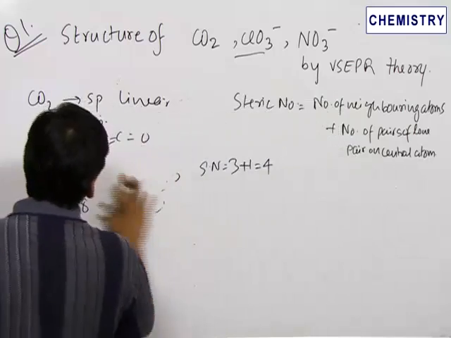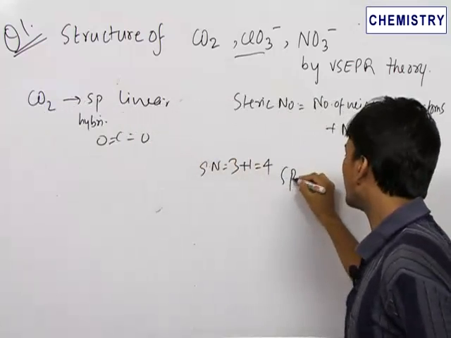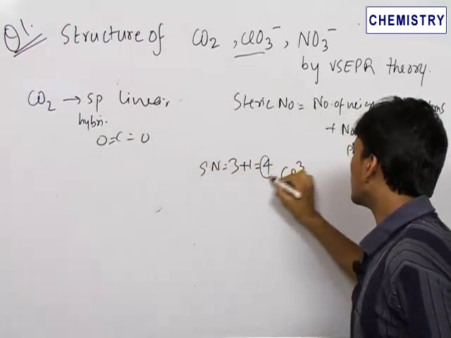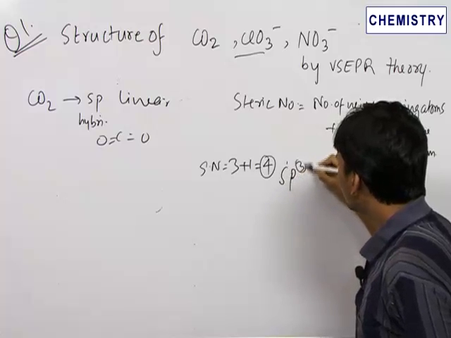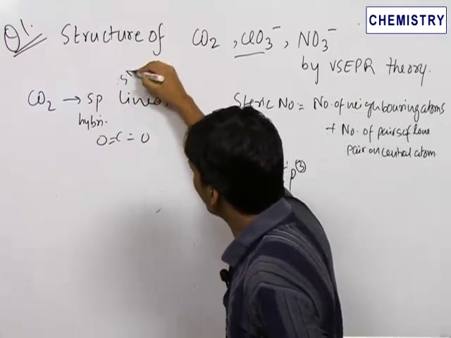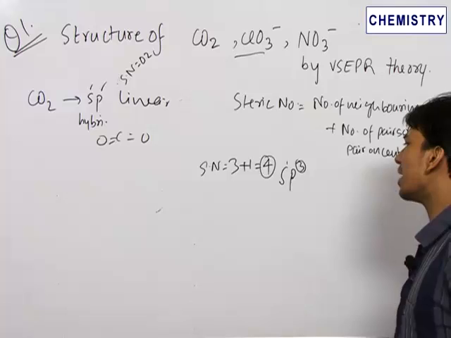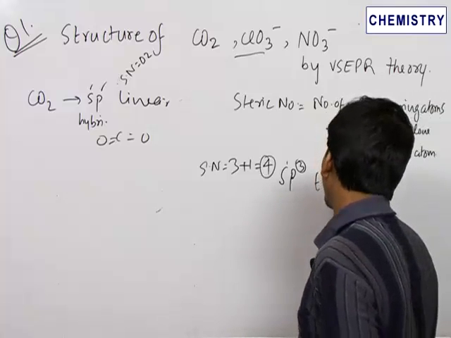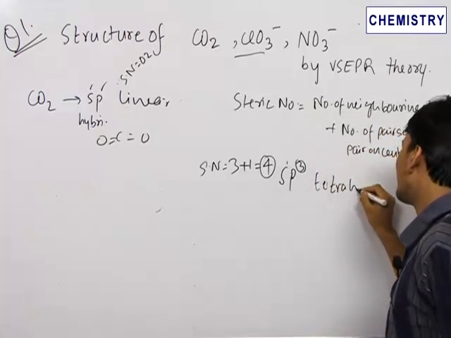Now we know that for steric number equal to 4, we have sp3 hybridization. For steric number equal to 4, we have to incorporate 4 orbitals, that is 1 s and 3 p orbitals, like in the earlier case where we had steric number equal to 2, we made 1 s and 1 p. Therefore this is sp3 hybridization. Therefore the geometry is tetrahedral.